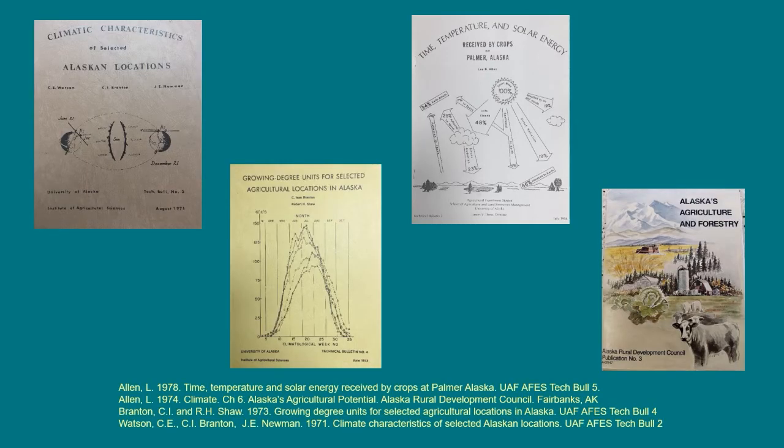In the 1970s, there was a major effort to publish cumulative and growing degree data for many locations in Alaska, along with global radiation and other environmental characteristics. These publications provide a historic snapshot of growing degree days from the 1940s to the 1960s. They're not directly applicable to today, but it'd be interesting to compare the historic data with the current data, especially with the lengthening of the freeze-free season.